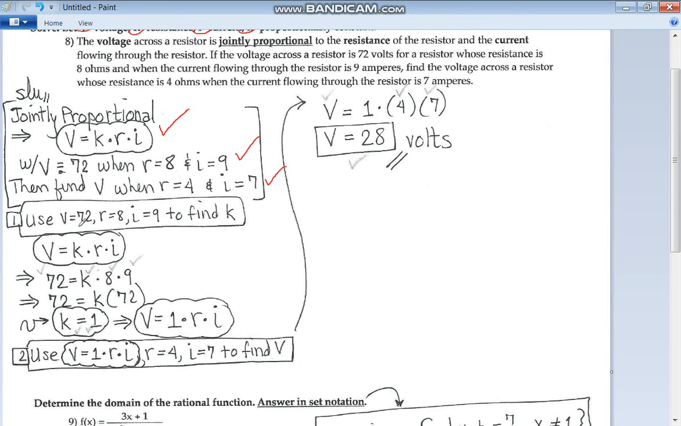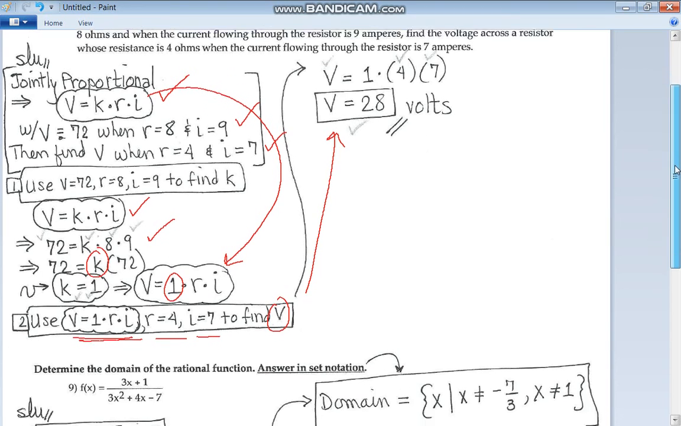Okay, step 1. Use the initial conditions, V equals 72 when R equals 8 and I equals 9, to find K. So start with the formula you're given, plug in the values, and solve for the only remaining variable K. It's 1. Now take this equation and refine it by letting K be 1. So you're replacing the K with 1. Now you're going to use this form of the formula with the other conditions, R equals 4, I equals 7. You're going to find V. Plug those values in. You get V equals 28.